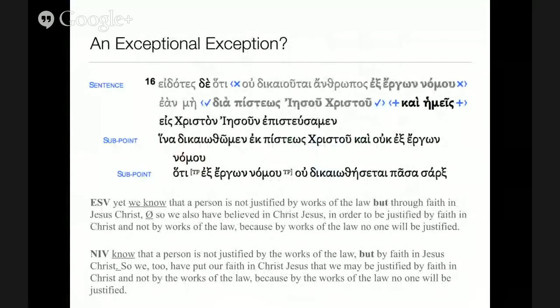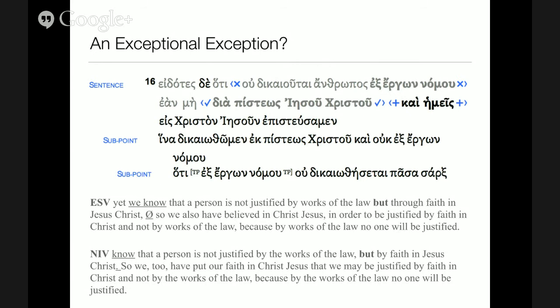What happens from a logical standpoint with this exceptive set? In this case, let's think about just the truth condition of the statement. Can a person be justified by works of the law if they have faith in Christ? And the answer would be yes. Because faith in Christ, we know, is the critical element in justification. But by mentioning works of the law, it creates the impression, it opens the door, that works of the law play a role.